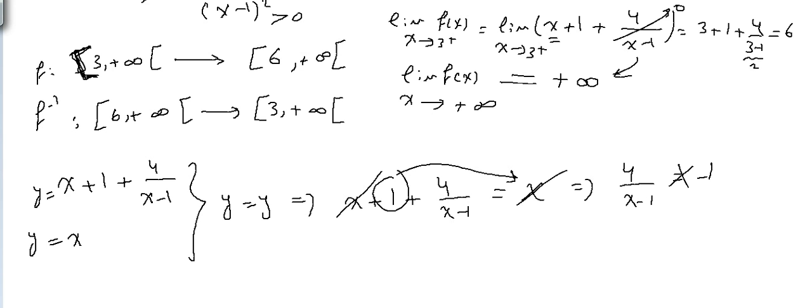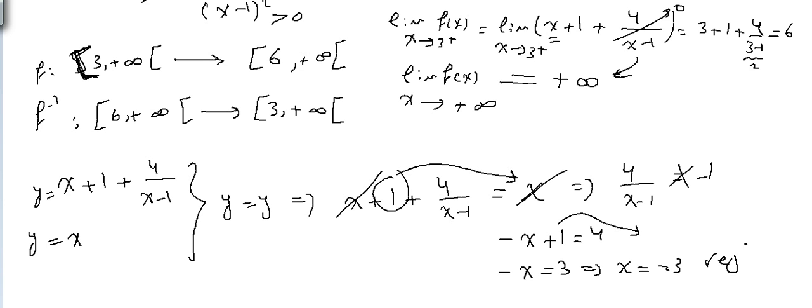Cross product: minus x plus 1 equals 4. Then minus x equals 4 minus 1, which is 3. Then x equals minus 3. And minus 3 is a rejected value because it's out of my domain. My domain is 3 to plus infinity. This means there are no points of intersection between y equal x and the curve. Fine till now?